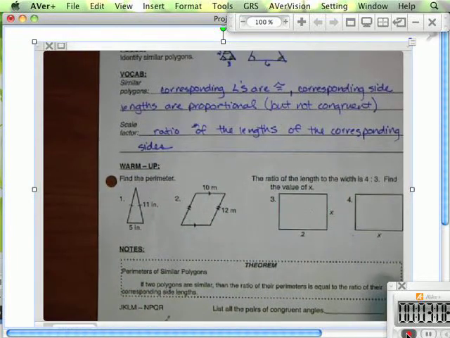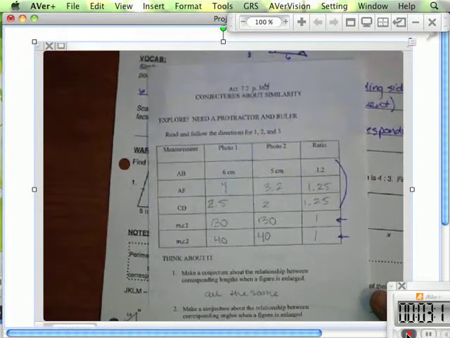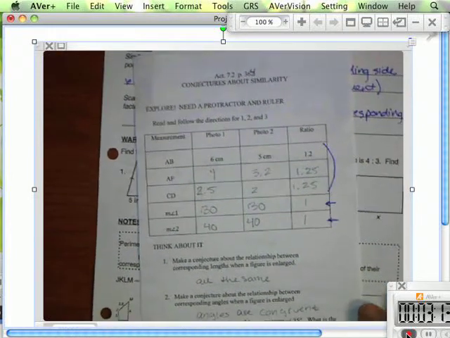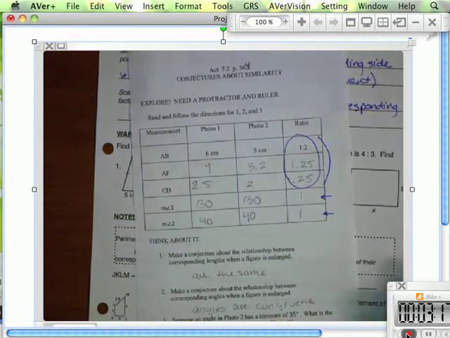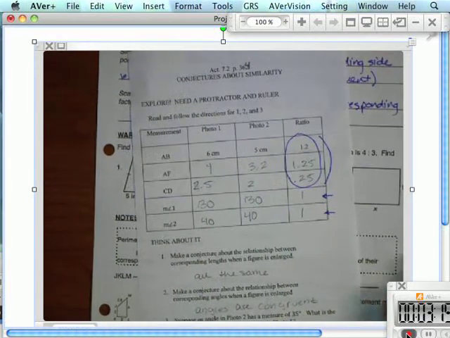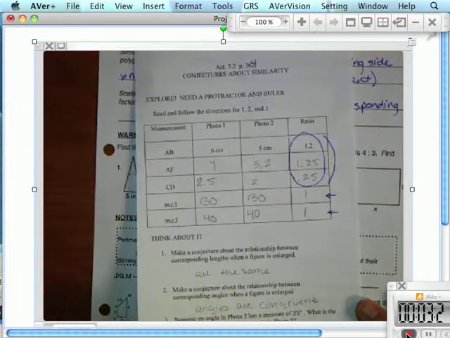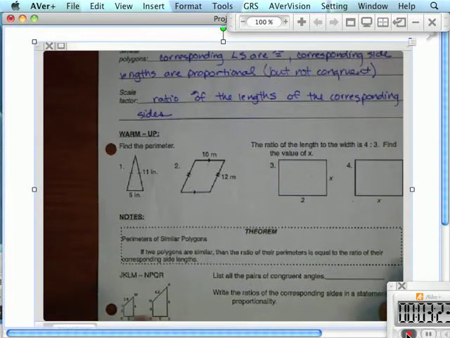What's the scale factor from here, do you think? What was the scale factor on that table? What's the scale factor there? Supposed to be 1.2, see? All right, so, I know.